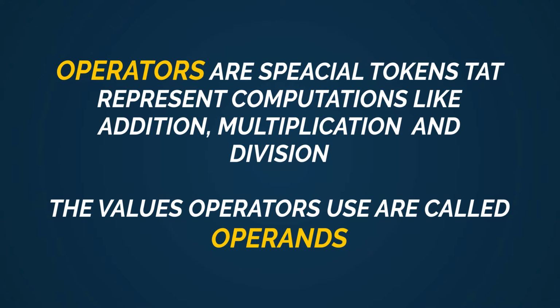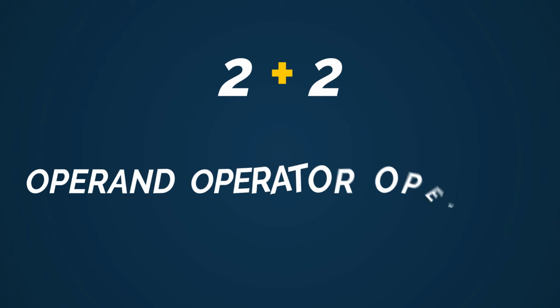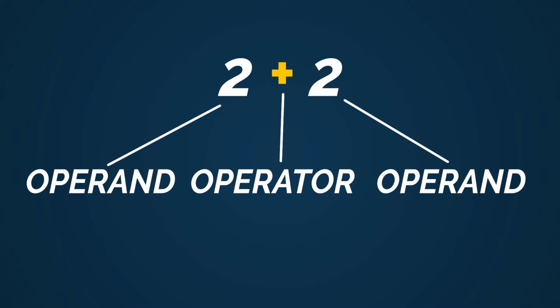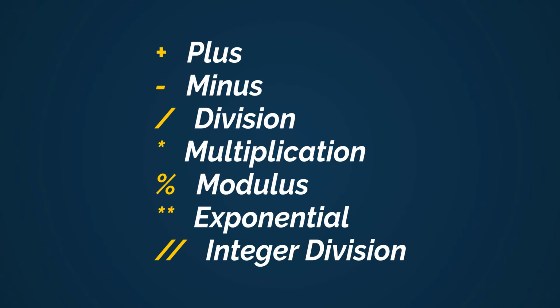So if I'm saying 2 plus 2, 2 is what we call an operand, plus is what we call the operator, and the other 2 is what we call an operand. Most of Python's arithmetic operators: we have the plus for addition, minus for subtraction, forward slash for division, asterisk for multiplication, modulus for remainder, double asterisk for exponential, and double forward slash for integer division. We're going to see examples of all these arithmetic operators in action.